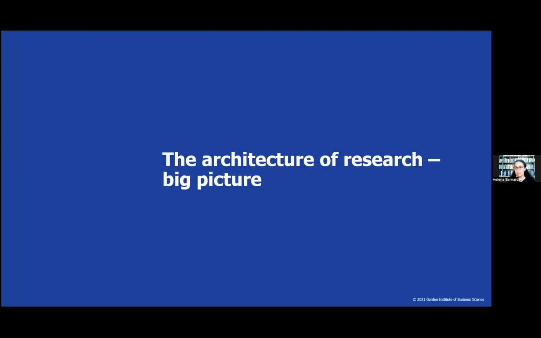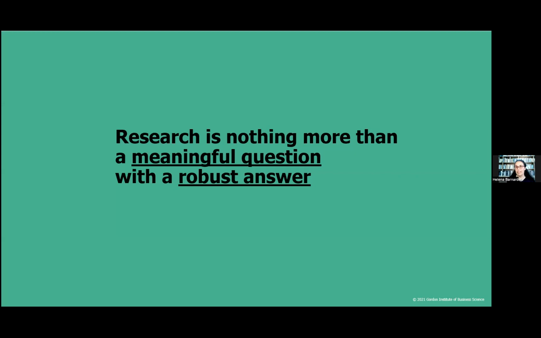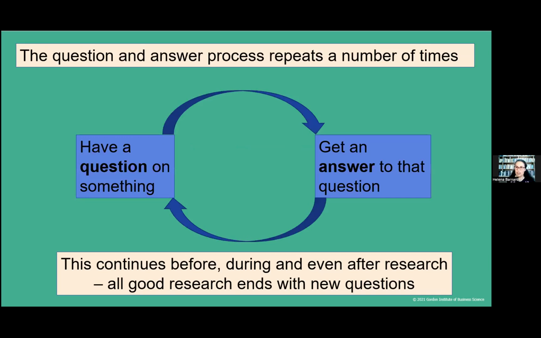So if we look at the big picture, research is nothing more than a meaningful question with a robust answer. So we need to have a question that actually matters. We don't want some trivial question. We don't have time to waste on that. And then we try and find an answer that we can actually believe. And this question and answer dynamic repeats a number of times: you have a question on something, and then you find an answer to that question, but then it triggers another question. This process repeats before, during, and even after the research, because all good research will end with new questions.